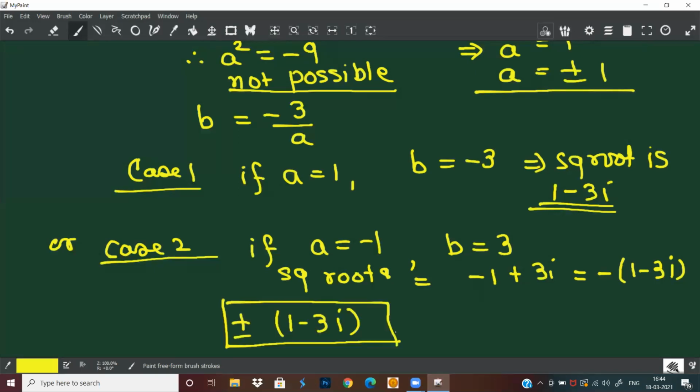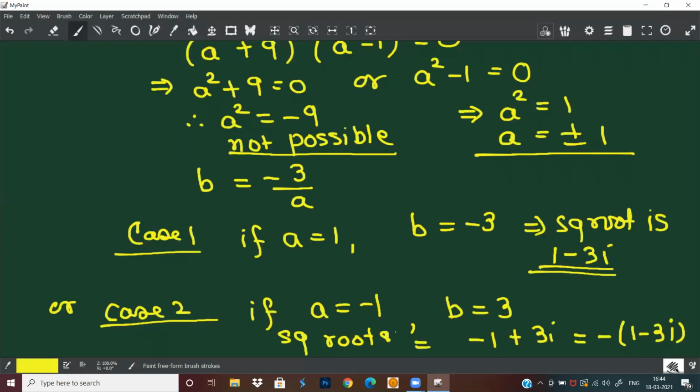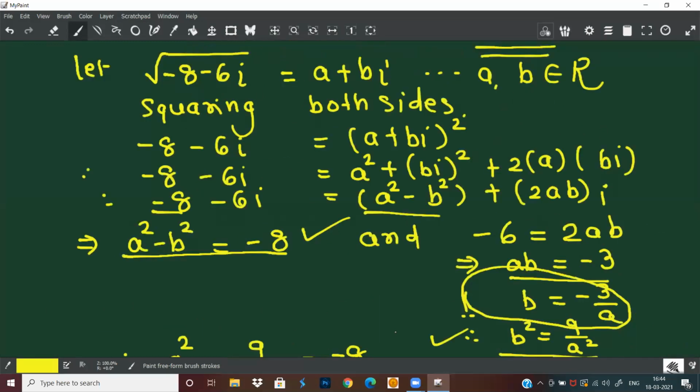You understood? Yes, absolutely correct. So if any square root is asked, you have to do the same thing. You assume the square root as a plus bi, then square both sides, then equate.